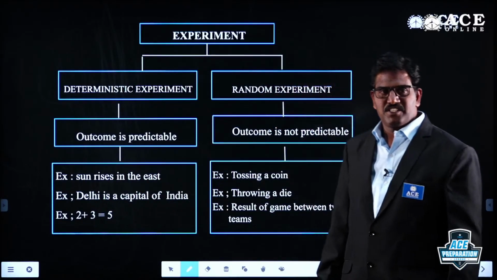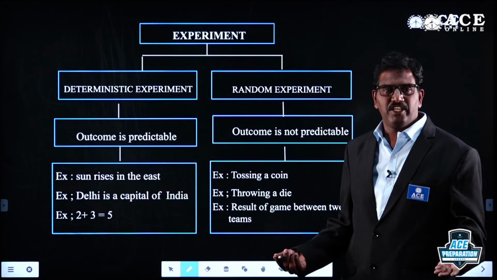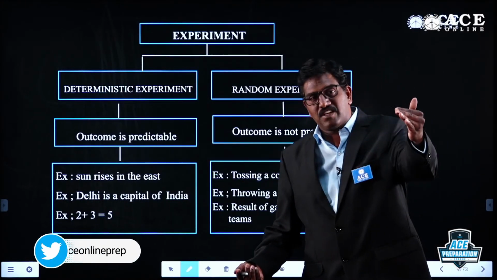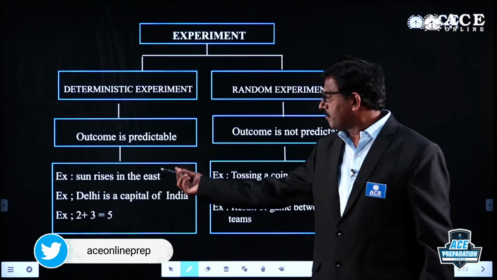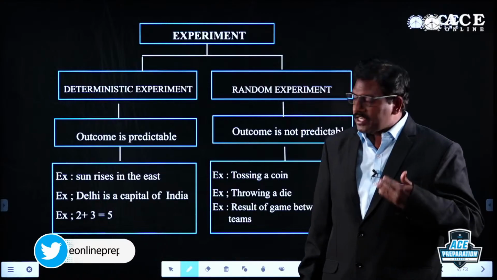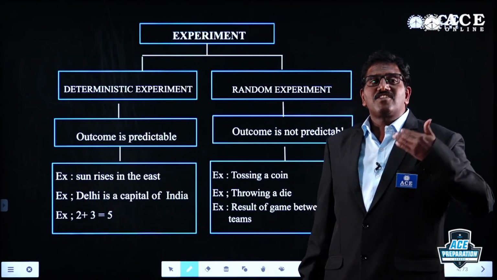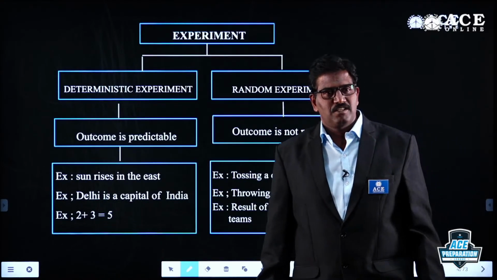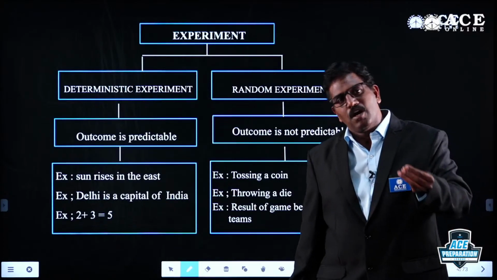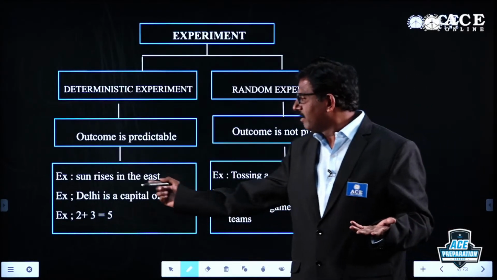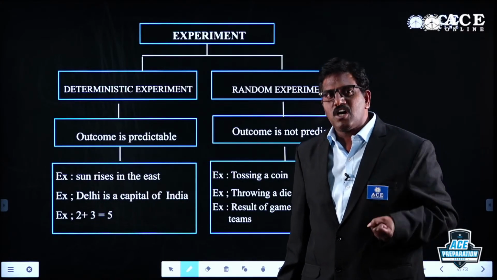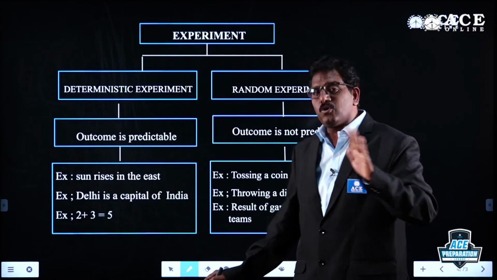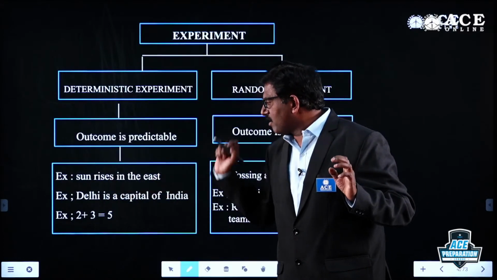Sun rises in the east. Yes, the sun always rises in the east only. Unless there is a change in the arbitrary motion of the planet, the sun always rises in the east. We can predict the outcome. So if I ask the question, what is the chance of the sun rising in the east? No doubt, my question is a foolish question. Why? The sun always rises in the east only. Here there is no place for the word chance. Here there is no question.